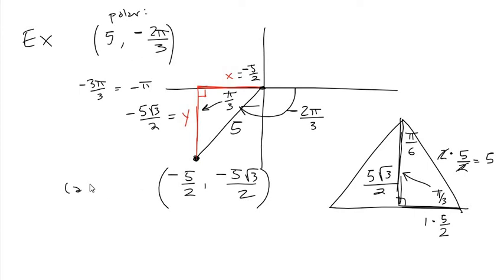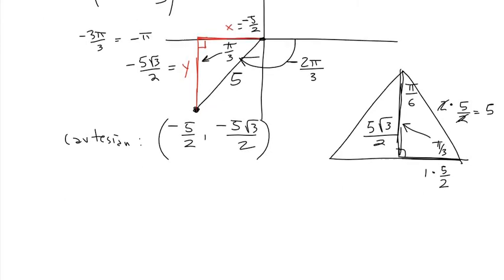And now I've got the Cartesian coordinates. Okay. Let's look at an example where we're not going to have a triangle. How about the point 3, 0?